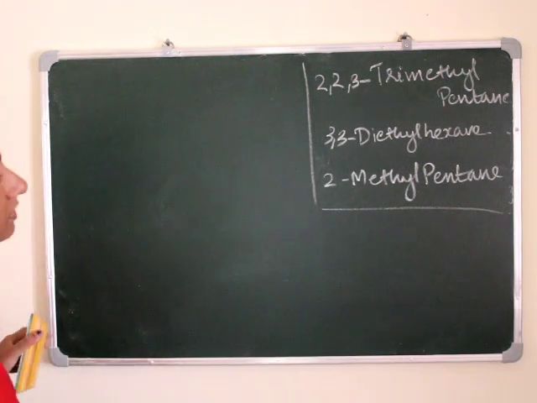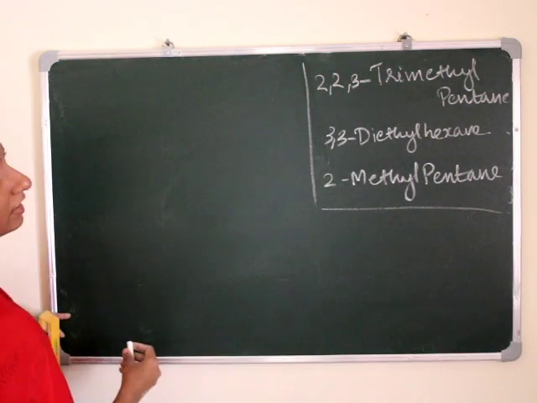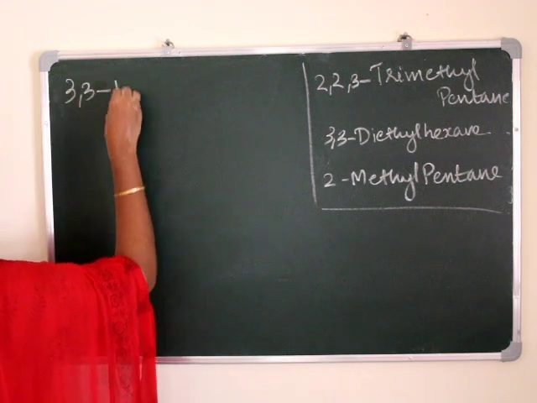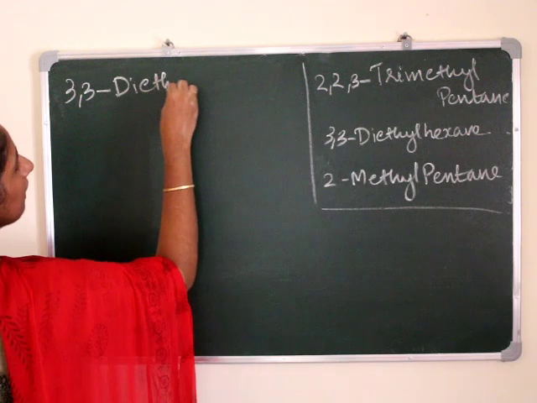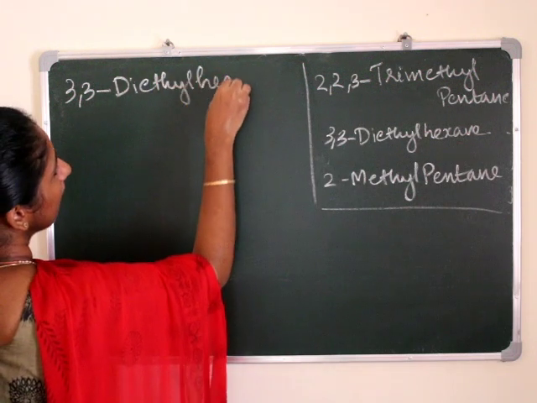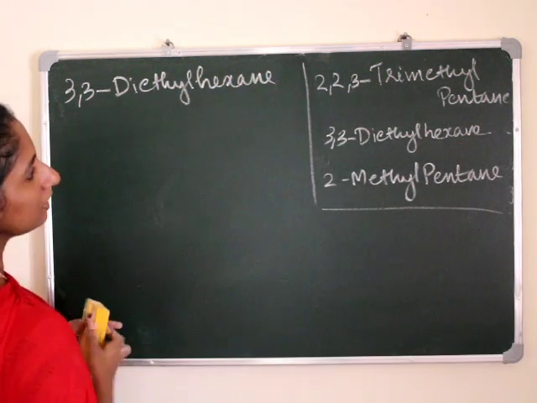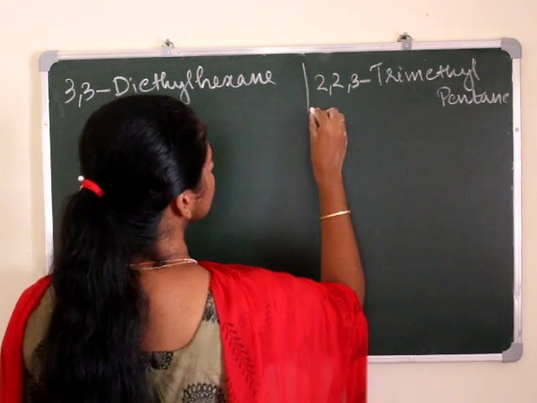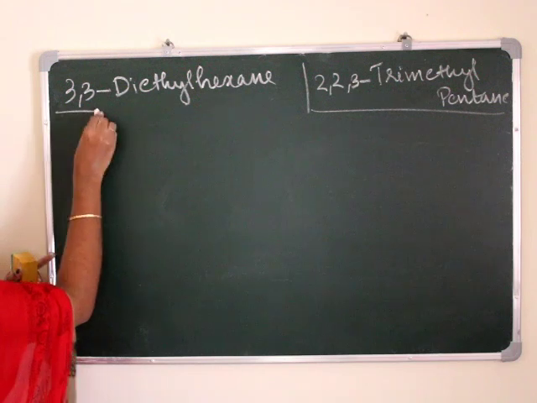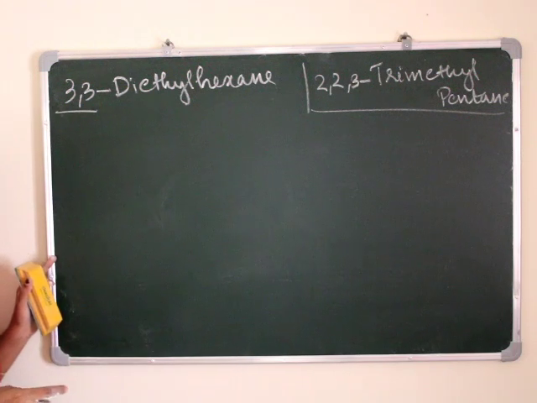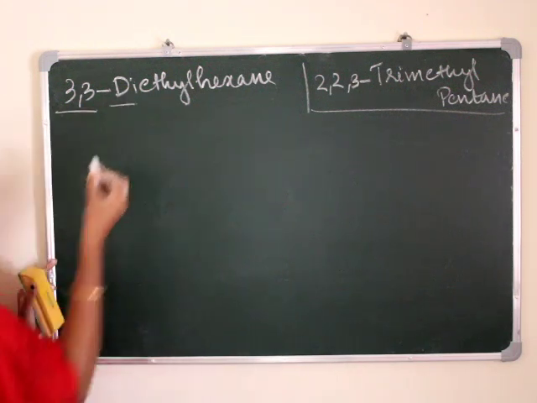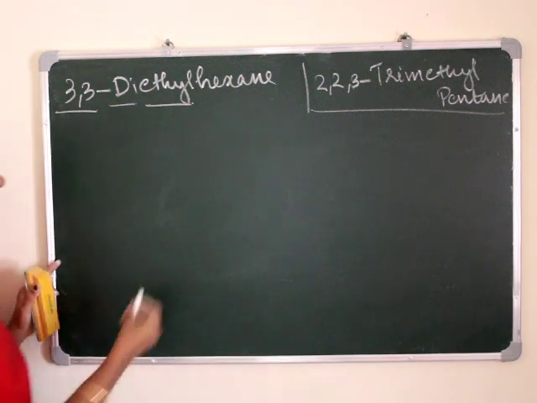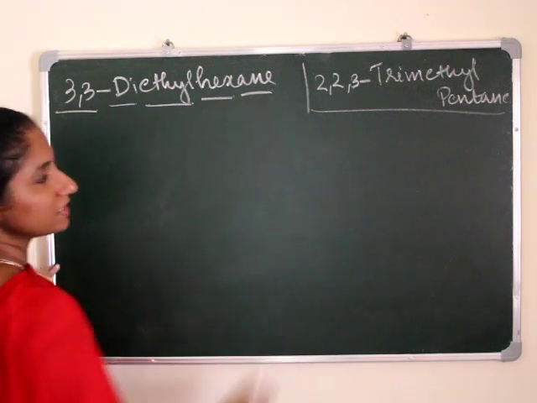And the next example is 3,3-diethyl hexane. 3,3-diethyl hexane. Okay, so this will be the position of the branch, this is the number of similar branches, and the branch name must be ethyl. This will be the word root, and this is the suffix.